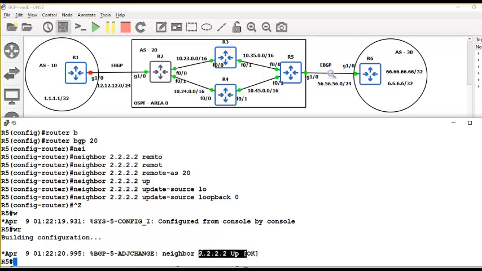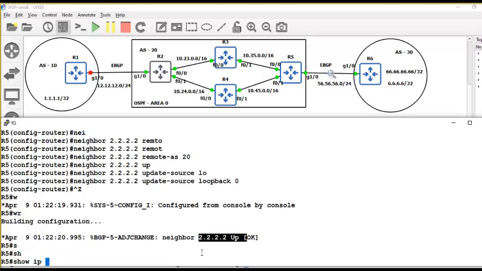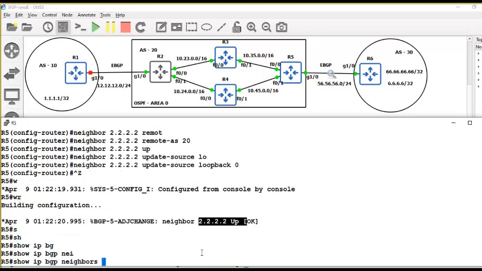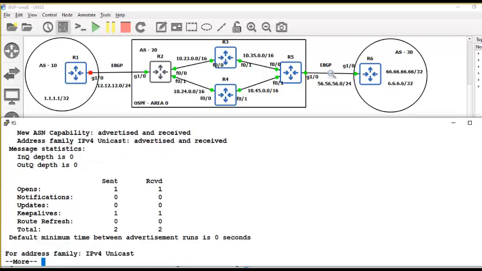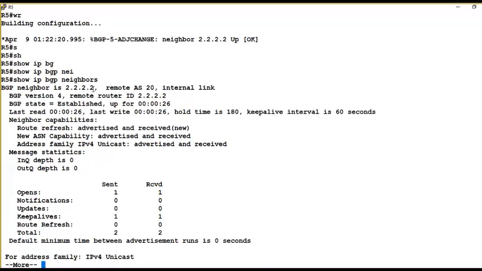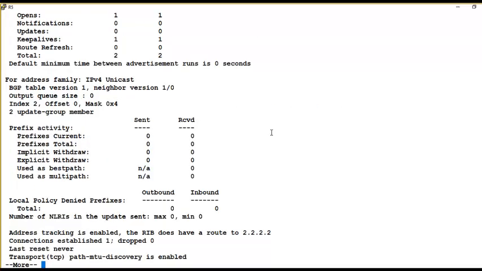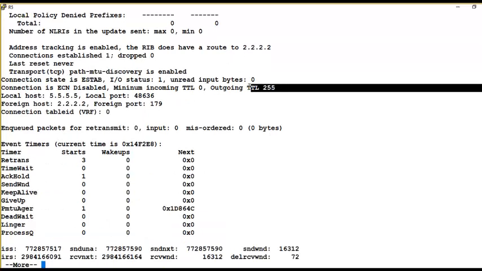The BGP neighbor has come up. I want to show you that the TTL value of outgoing packets with neighbor 2.2.2.2 will be 255. Show ip bgp neighbor. First, let us see which neighbor it shows. Yeah, for 2.2.2.2. Is it IBGP? Of course it is IBGP. Go down and see. The TTL value will be 255. For IBGP, the TTL value is 255. But for EBGP, I showed you earlier it was 1.